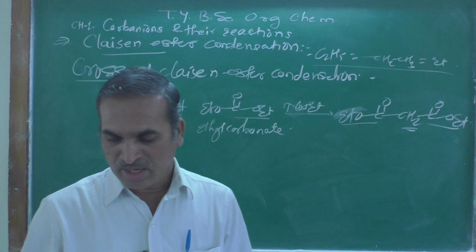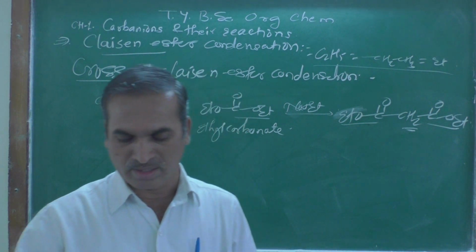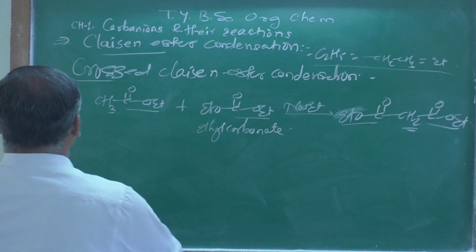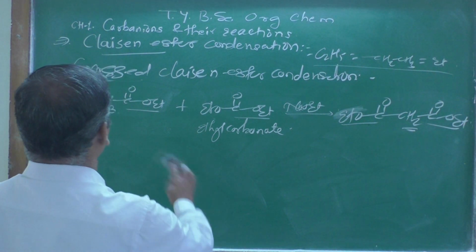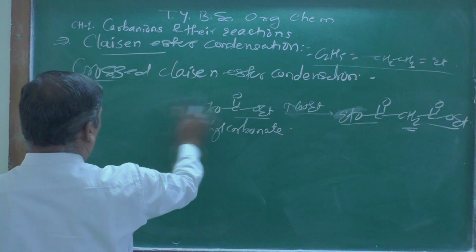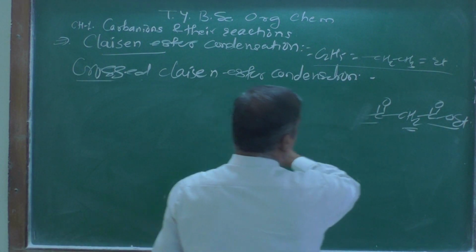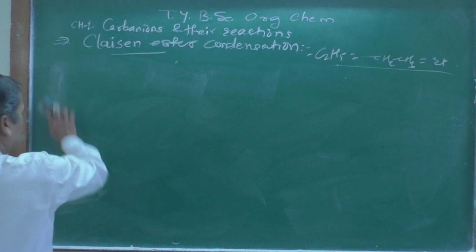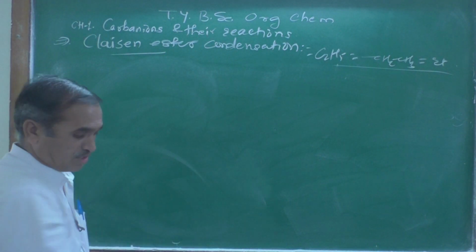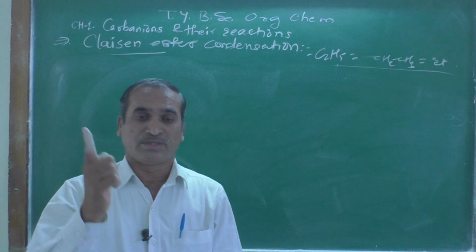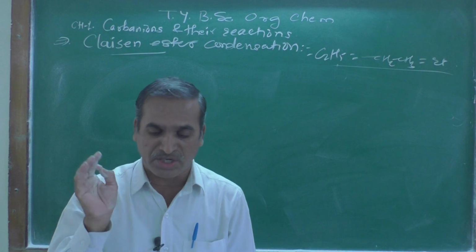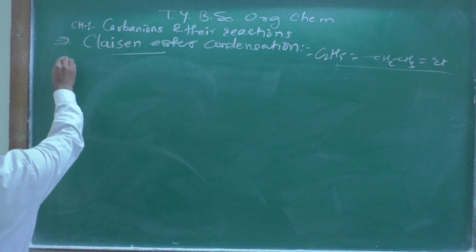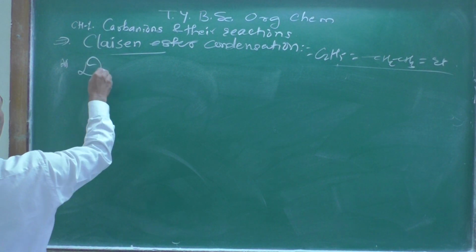Now the last one is called the Dieckmann cyclization reaction, right? Dieckmann cyclization reaction, or we can call it an intramolecular Claisen ester condensation reaction. That reaction is called Dieckmann cyclization. It is one of the important reactions.